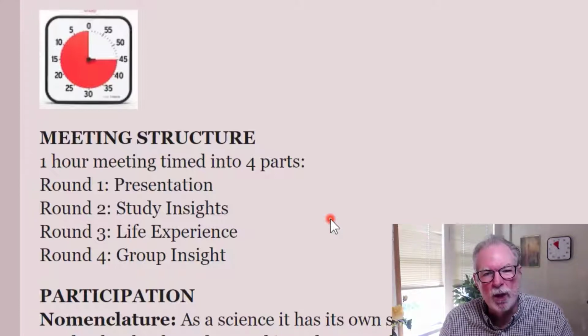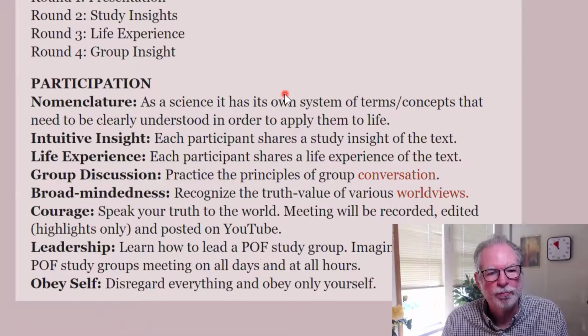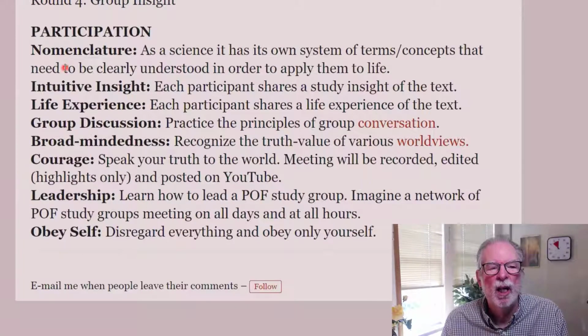One is we need to be able to speak our truth, and the other is we need to come together as a group and look for a group insight by learning how to participate in group conversation, which is different. Participation, there's a nomenclature of the science of freedom, which is a term and concepts that need to be clearly understood if we want to take this philosophy and apply it to life, which is what ethical individualism is about.